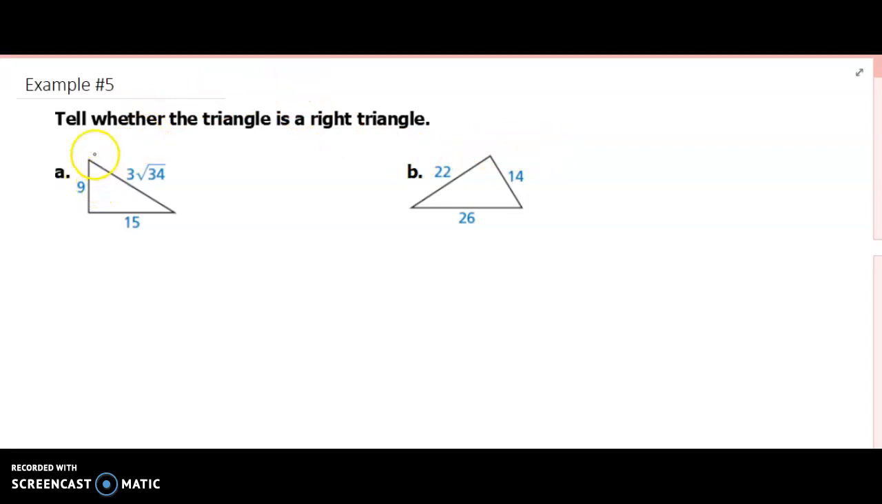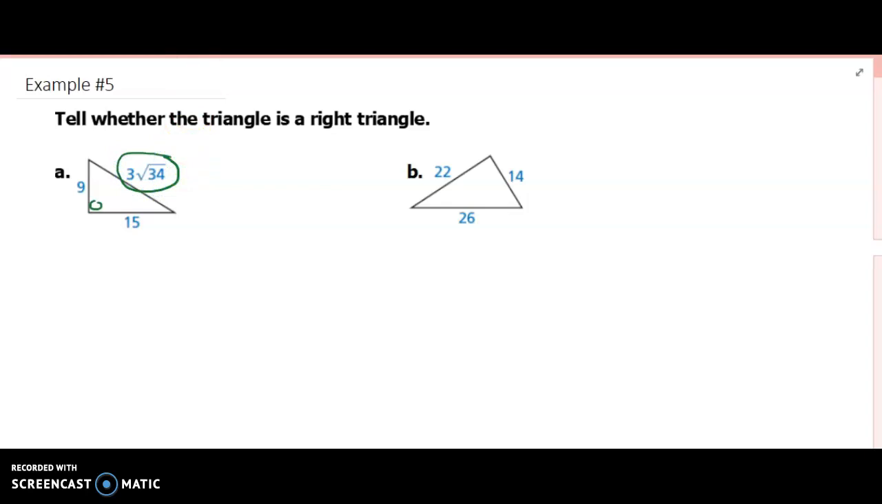All right, so if I look at A, it says tell whether the triangle is a right triangle. Now it looks like a right triangle, with this being the right angle, but we don't know for sure. Now some of you are saying, well, if we don't know if that's a right triangle, how do we know which one's the hypotenuse? Well, we know the hypotenuse is always the longest side.